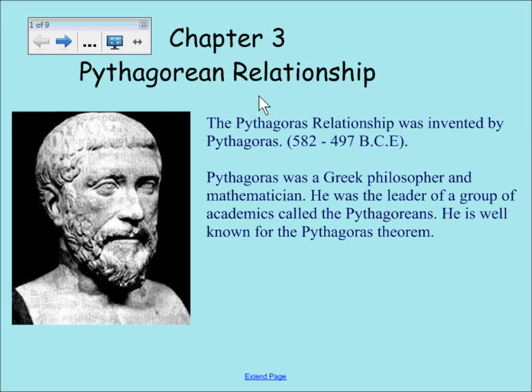This is chapter 3.1, Pythagorean relationships. So Pythagoras was a Greek philosopher and mathematician in ancient times. He was the leader of a group of academics called the Pythagoreans, and is currently known today for the Pythagorean theorem that we're going to learn about. Not this one, but next one, but you'll understand why we got to redo this after this.